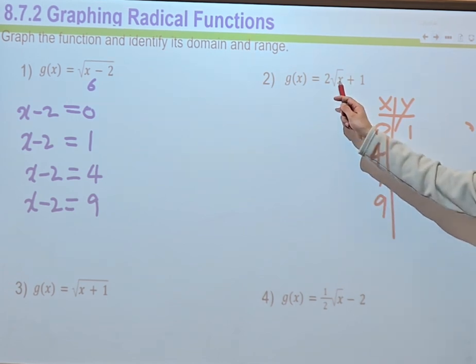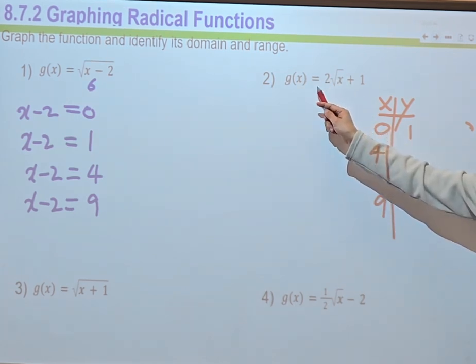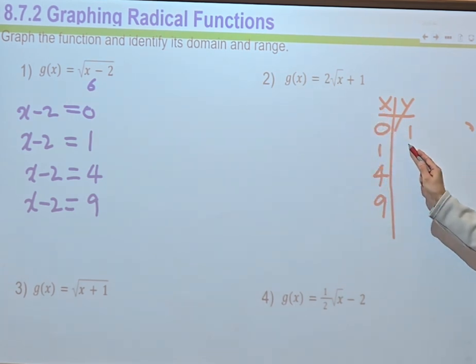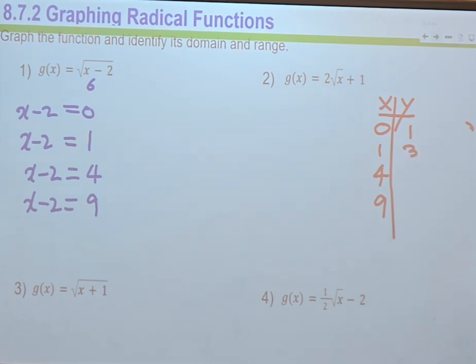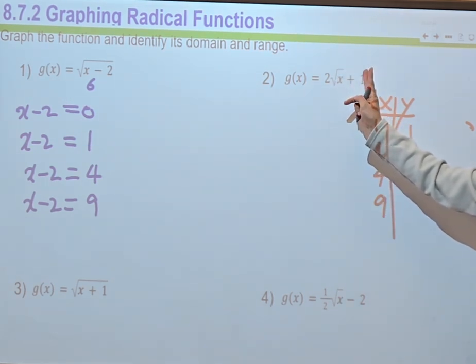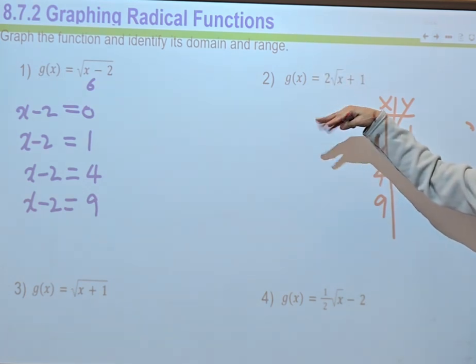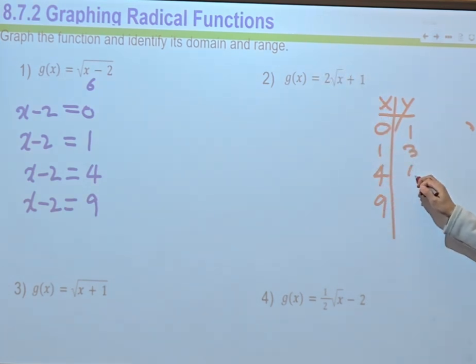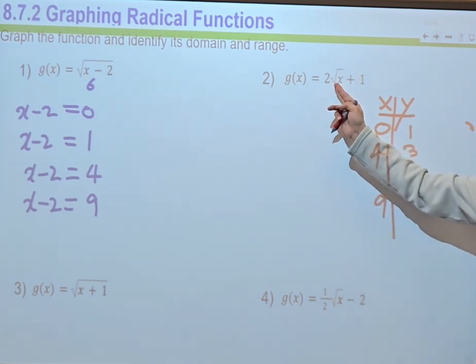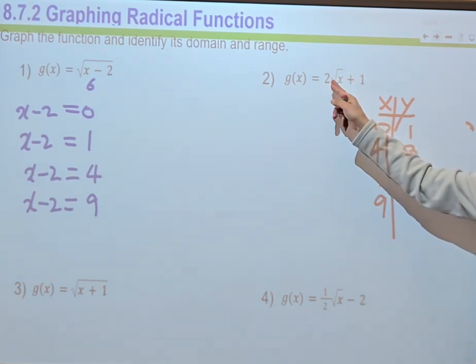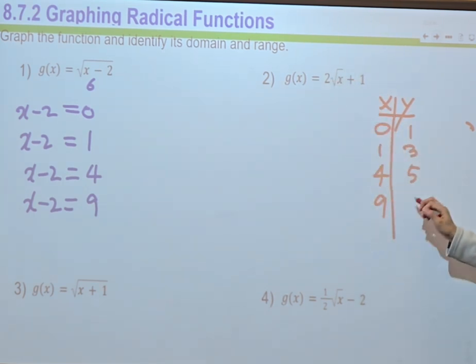Square root 1 is 1. Times 2, 2. Plus 1, 3. You guys following? And let's put 4. Square root 4 is 2. Times 2, 4. Plus 1, 5. Are you guys following? So put 9. Square root 9 is 3. 3 times 2, 6. Plus 1 is 7. Everybody's got it up to here?